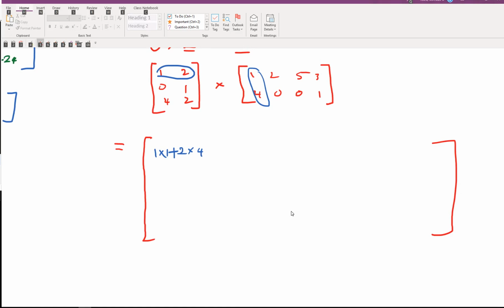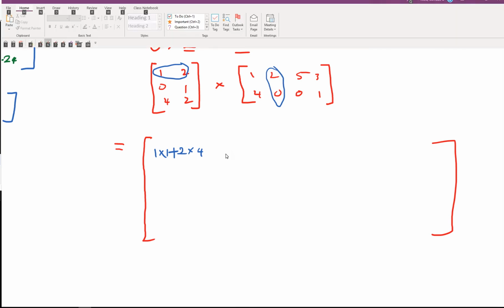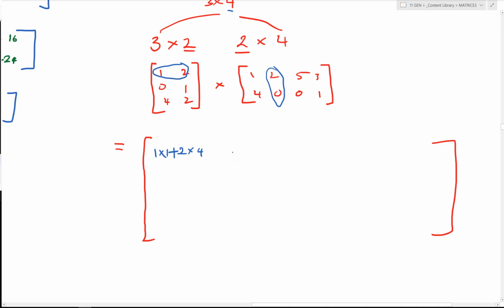Next one is, remember again, it's just row by column. Row times the column. Sorry, same row, but now it's the next column, the second column here. So 1 by 2. Sorry, let's use another color. 1 by 2 plus 2 by 0. So that's the second column here. Next column.